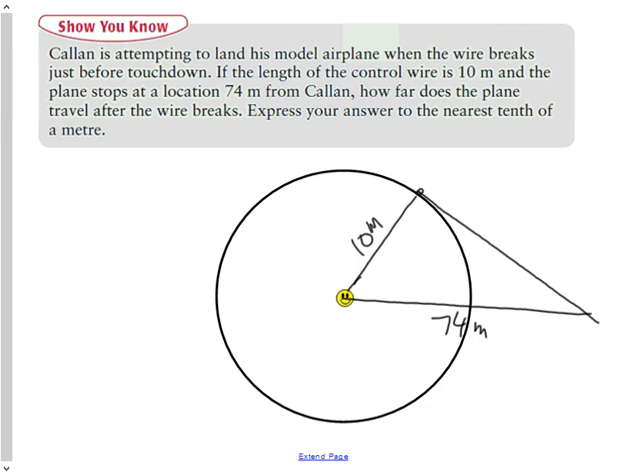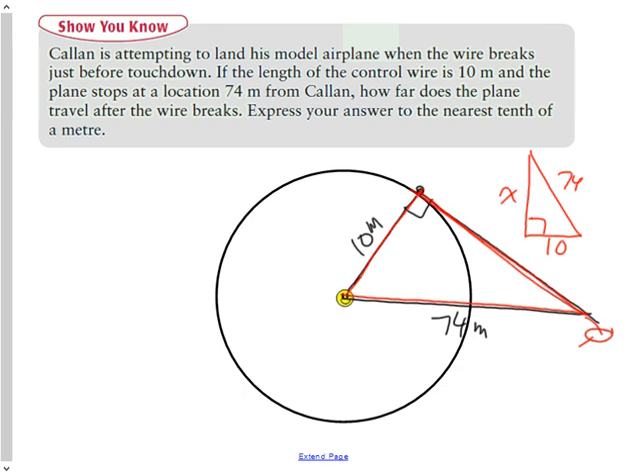Since the point at which the wire broke is tangent, the straight line that his plane would have gone, I now have this drawing of a right triangle where the hypotenuse is the distance from Callan to where the plane is now. Here's the plane. That's the world's worst plane. And it's 74 meters away from Callan. If I redraw this with a 90-degree angle, this bottom one is 10 meters. This hypotenuse, if you reorient it, you'll see that it's 74. And this distance right here is the distance the plane traveled, or x.